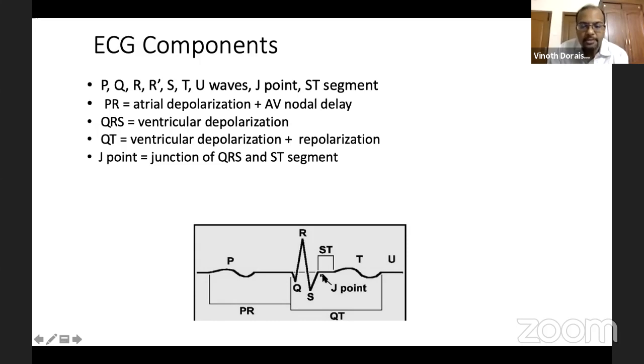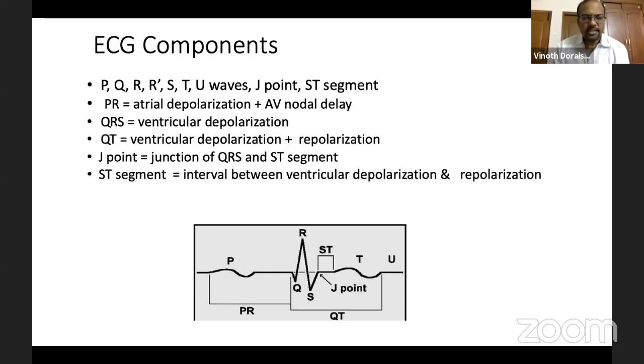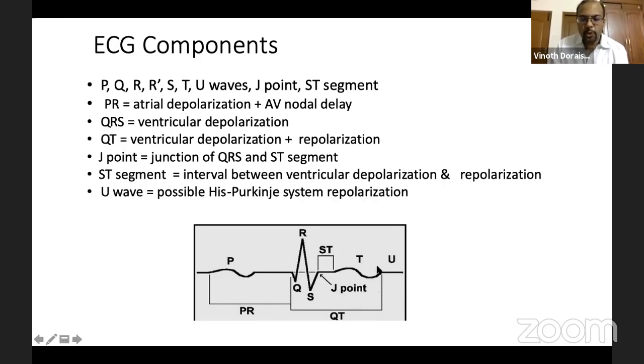Now J point, that is the junction between the QRS complex and the ST segment, which is very important when you're looking for ST elevation or ST depression. So the ST segment is the interval between the ventricular depolarization and ventricular repolarization. And U wave, sometimes you see a U wave, which is a small wave, usually in the same polarity as the T wave, after the T wave. It possibly represents His Purkinje system repolarization or repolarization of the mid-myocardial cells, which are present between the epicardium and the endocardium. So that is the U wave.